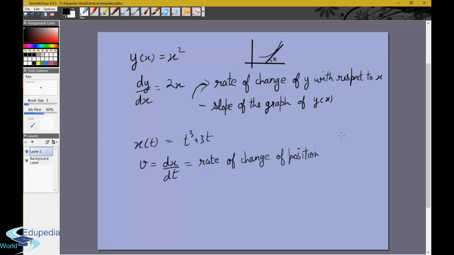Now in physics, when we say the rate of change, we generally mean with respect to time. But in mathematics the rate of change can be anything, because we don't talk of time in mathematics, we just talk of variables y and x, right? We also saw acceleration was the rate of change of velocity, dv by dt, right? And you can look at some other examples as well.